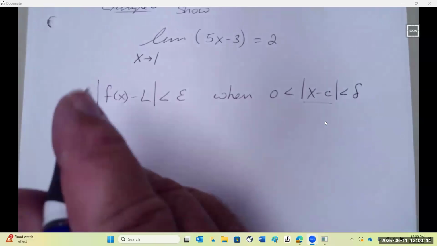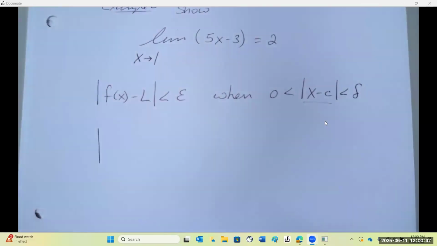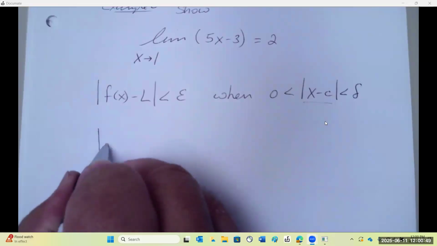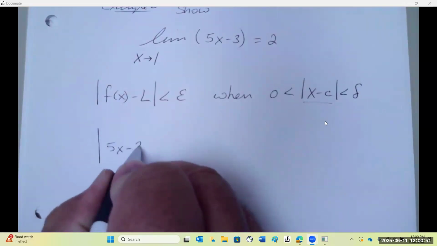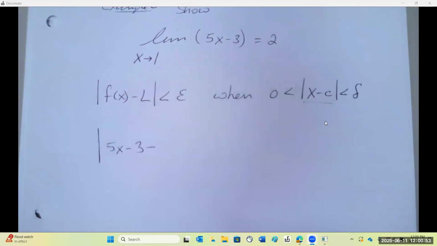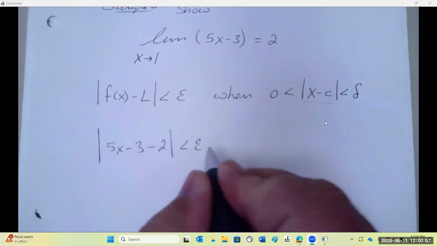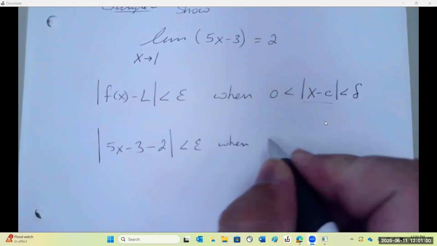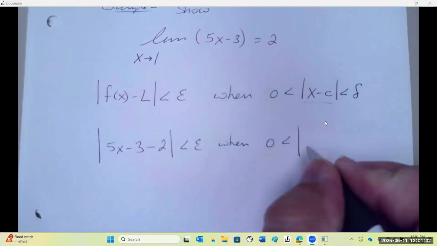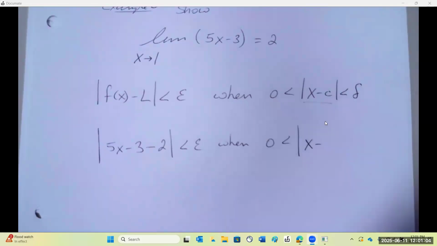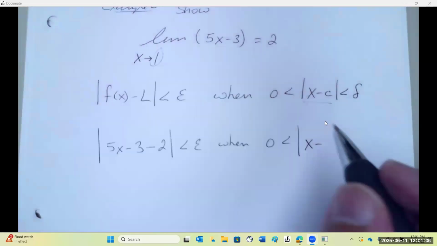So what's f of x? 5x minus 3. Minus what's L? 2 is less than epsilon. What is c?